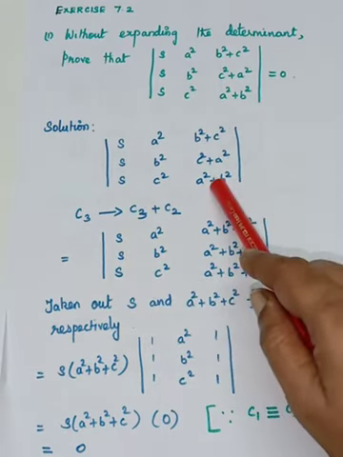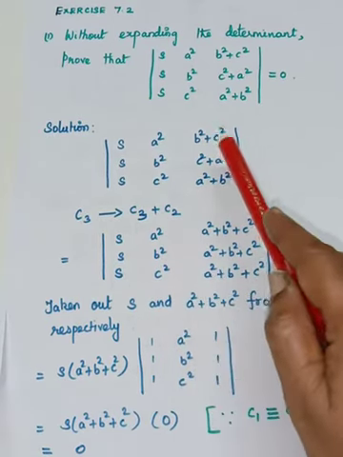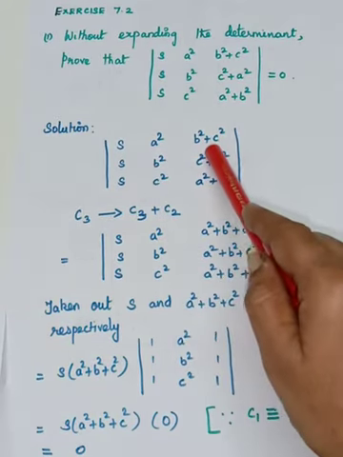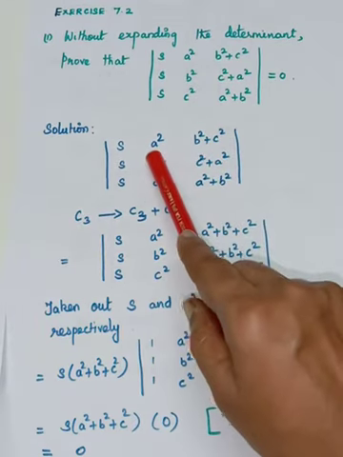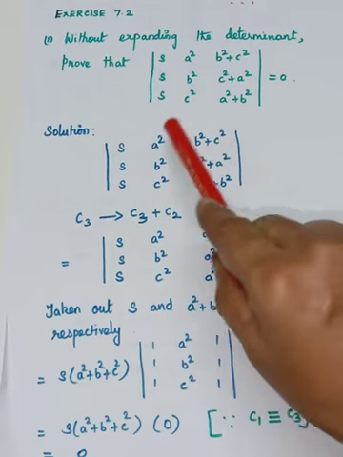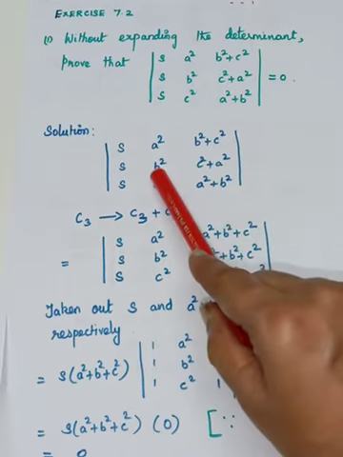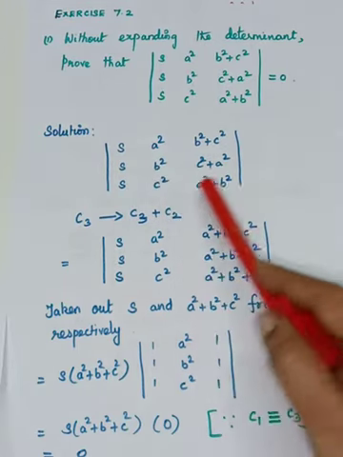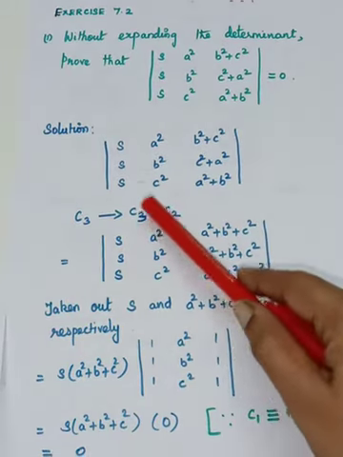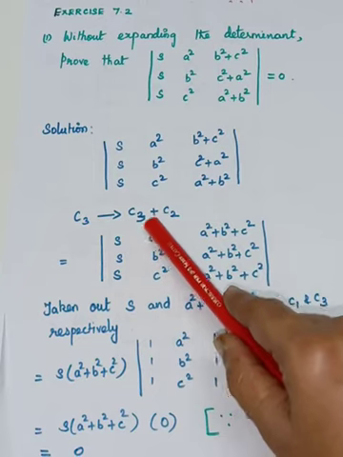C3 means third column. How will it be written? C3 plus C2. That means the corresponding entries of C3 have to be added with the corresponding entries of C2. See that the C3 first element is added with the C2 first element, and the C3 second element is added with the C2 second element. So the addition is going to be written in C3. That's why I have written C3 is changed as C3 plus C2.